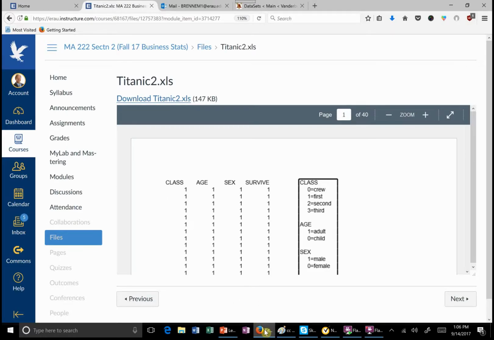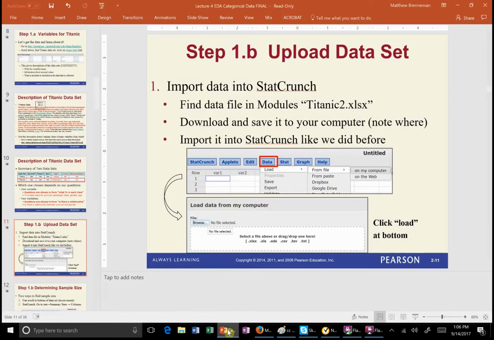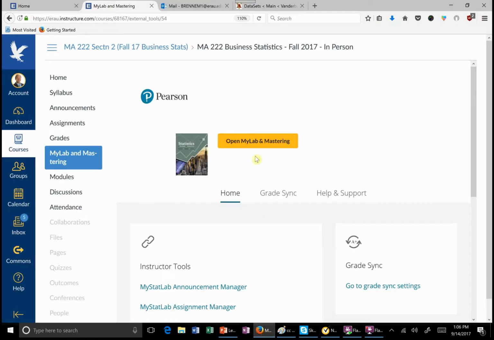So let's go ahead and import this into StatCrunch. And we're going to do it just like before. Download it, go into StatCrunch, and click on data, and you're just going to import it. You're going to see this little tab, and you'll click data, load, from file on my computer, and you'll find it, and then you just go ahead and click load at the bottom. So we'll go through this here.